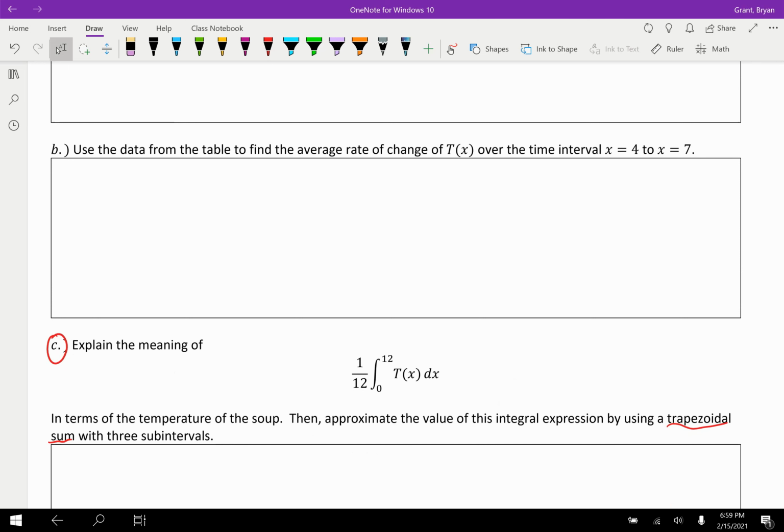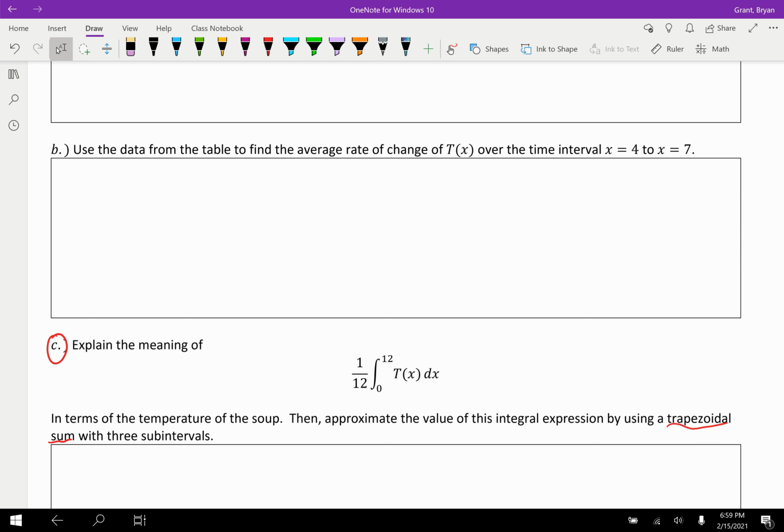Use the data from the table to find the average rate of change of T of x over the time interval x equals 4 to x equals 7. Now, I find a lot of people get confused about average rate of change versus average value, and here is a great time to discuss it. So I'm going to give you two different formulas, and we're going to break down what each one means. You might not even want to write these yet, because I'm only going to use one of them.